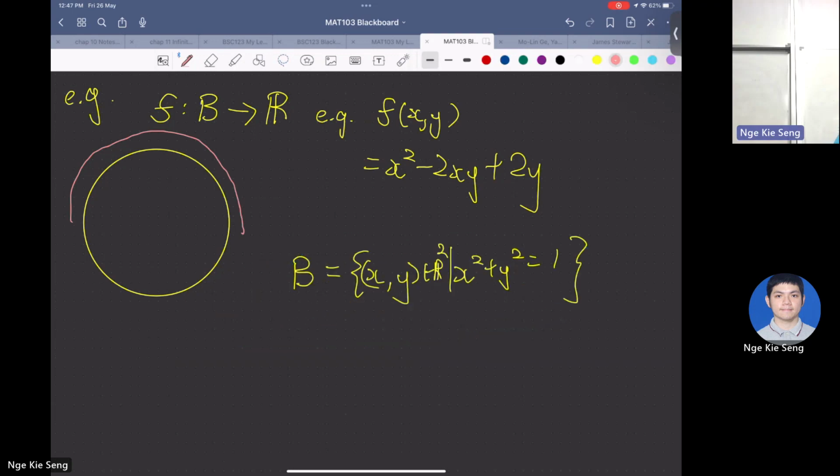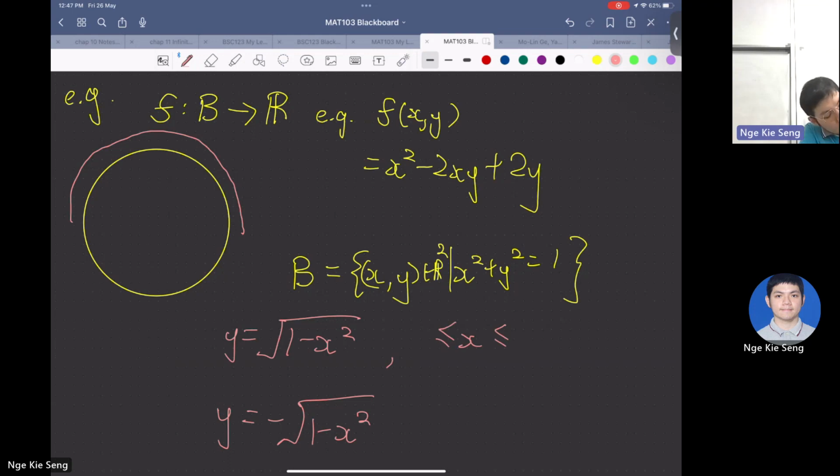So I can split this into two boundaries. One boundary is y equals square root of 1 minus x squared. The other is y equals minus square root of 1 minus x squared. And then I take x in between. What do we do in the polar coordinate again?